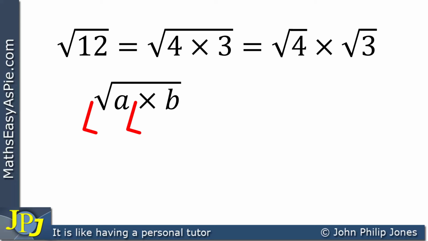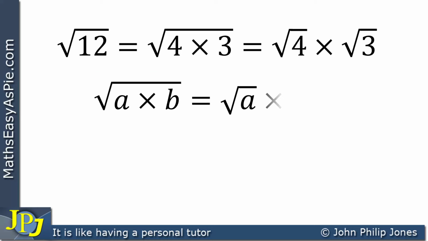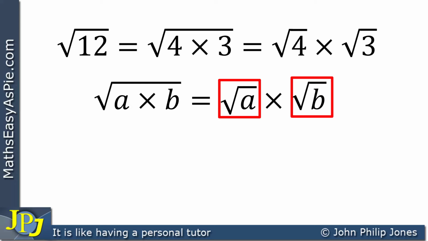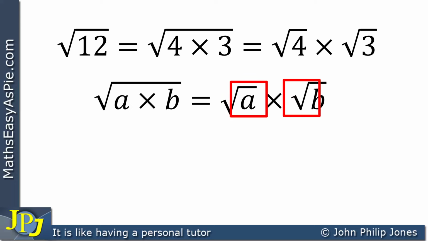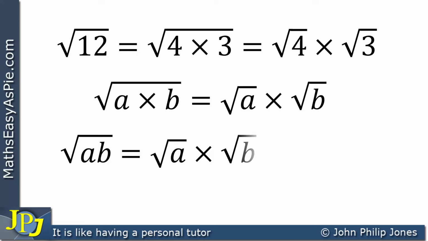If you have two numbers multiplied together under a root, then you're allowed to do this. You can say, take the square root of those numbers separately and then multiply them together. Now I can present this general rule as follows. You have AB under the root sign, and the AB means that the A is multiplying the B. And then you can say that this is the same as the square root of a multiplied by the square root of b.